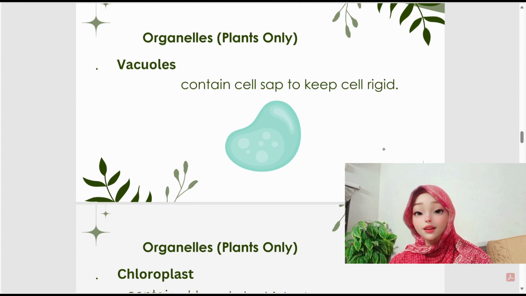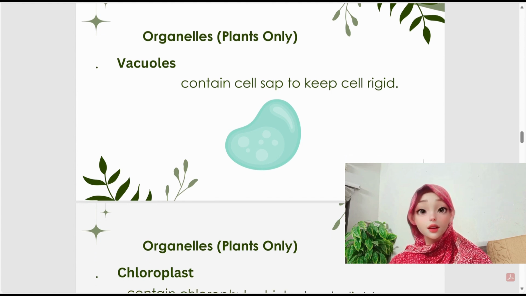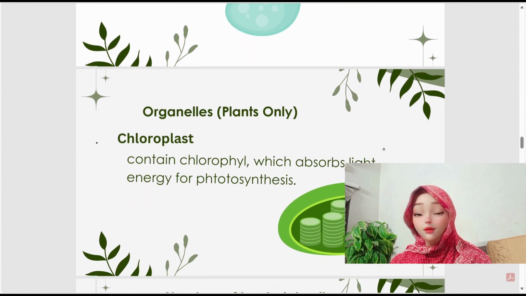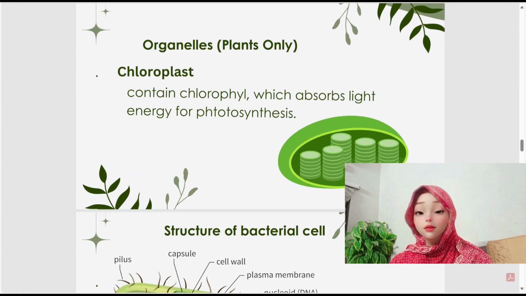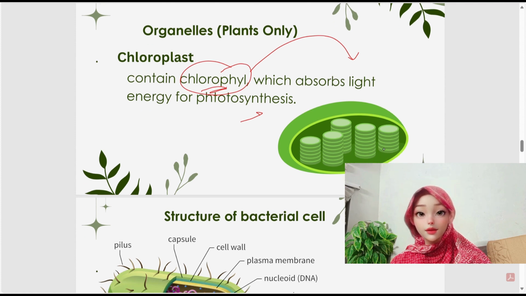Vacuoles are also present in plant cells and contain the cell sap, which helps keep them rigid. Chloroplasts are also present inside plant cells, and they contain chlorophyll, a green color pigment that absorbs light for photosynthesis.